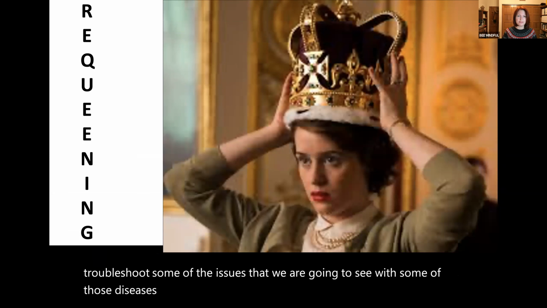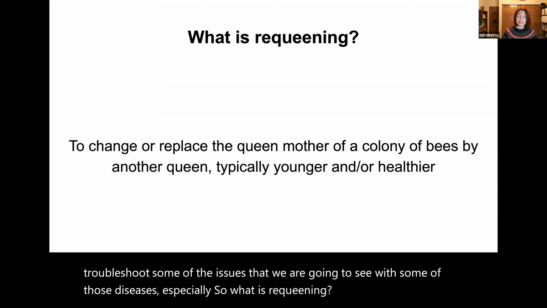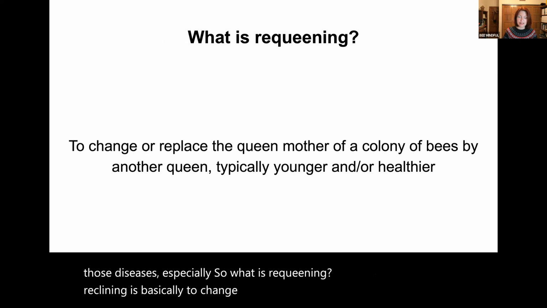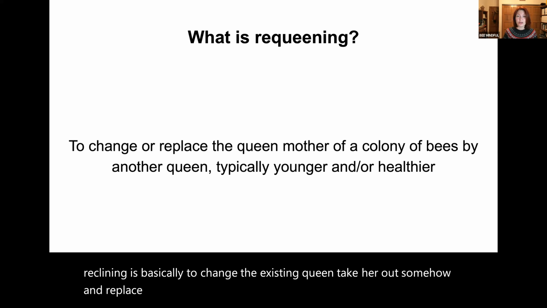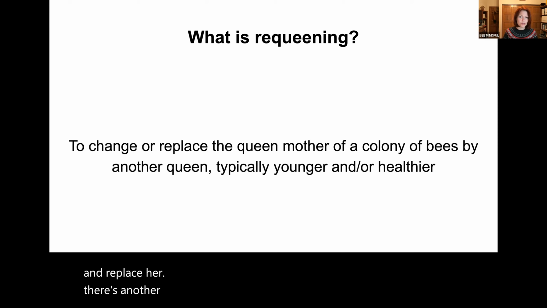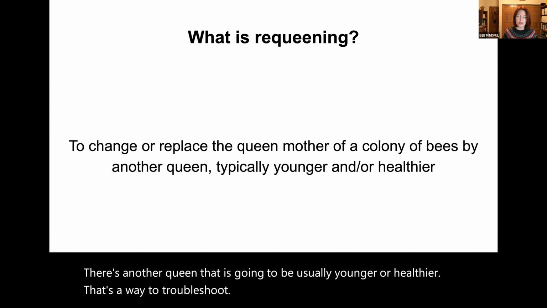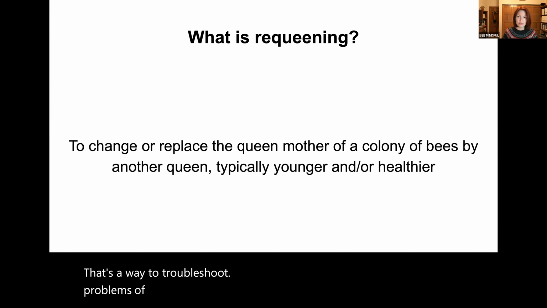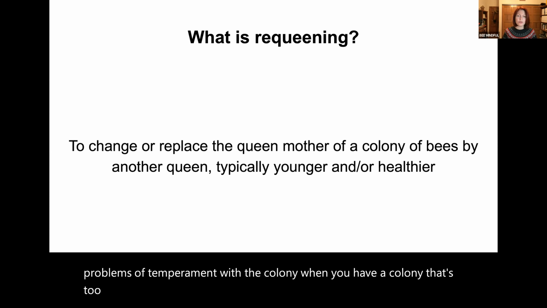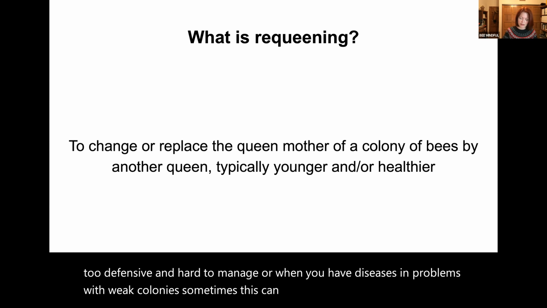So what is requeening? Requeening is basically to change the existing queen, take her out somehow and replace her with another queen that is going to be usually younger and or healthier. That's a way to troubleshoot problems of temperament with the colony when you have a colony that's too defensive and hard to manage, or when you have diseases and problems with weak colonies. Sometimes this can help.